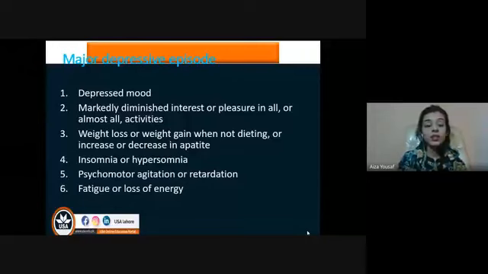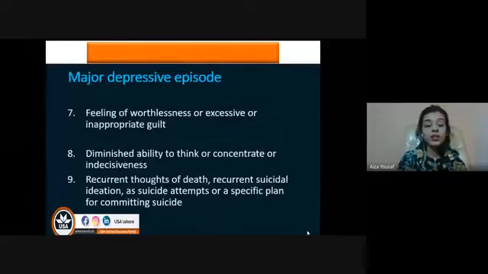Other traits include feeling of worthlessness or excessive or inappropriate guilt, diminished ability to think or concentrate, or indecisiveness, as the patient is unable to concentrate or focus on some goals, so that's why they may lack the ability to make decisions. Recurrent thoughts of death, recurrent suicidal ideation, suicide attempts, or a specific plan for committing suicide.